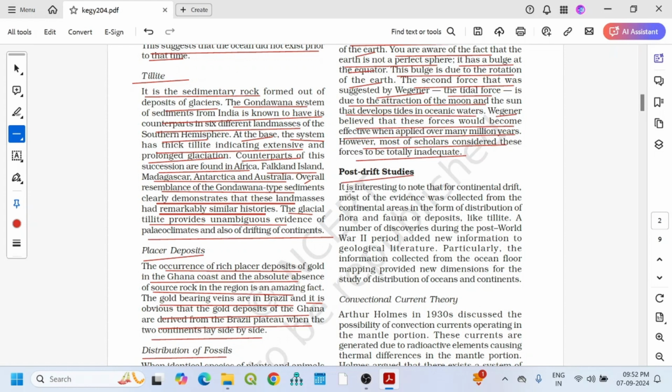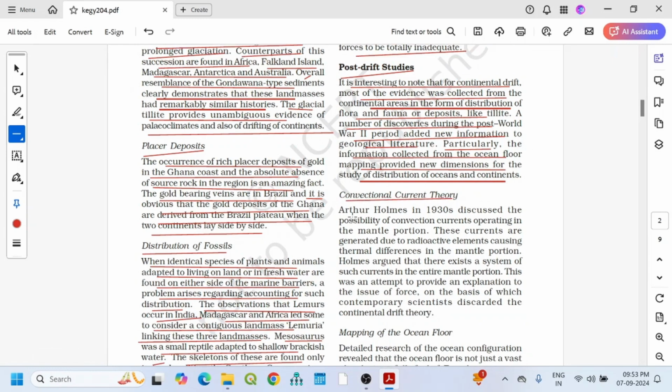Post-drift studies. It is interesting to note that for continental drift, most of the evidence was collected from the continental areas in the form of distribution of flora and fauna or deposits like tillite. A number of discoveries during the post-World War II period added new information to the geological literature, particularly the information collected from the ocean floor. Mapping provided new dimensions for the study of distribution of oceans and continents.